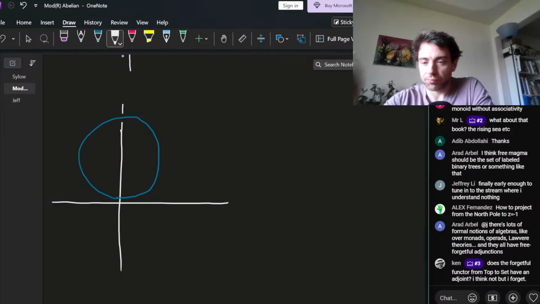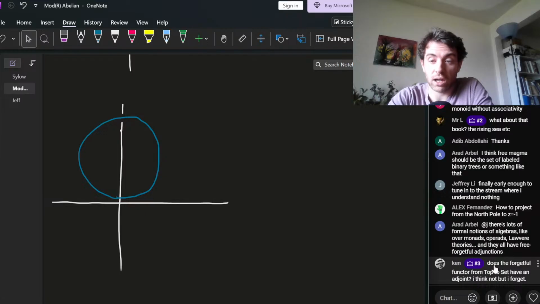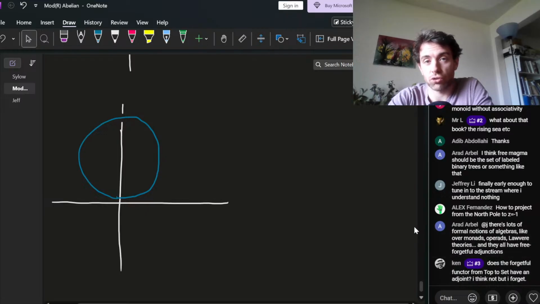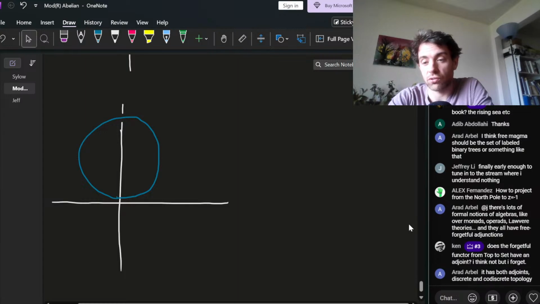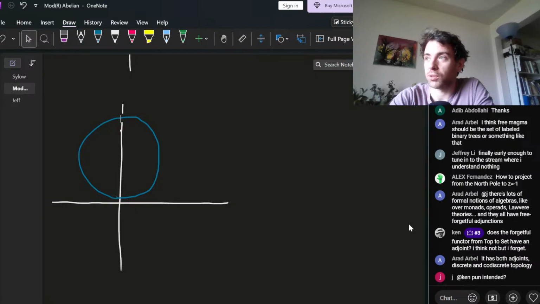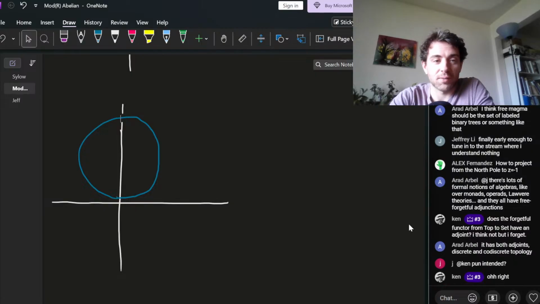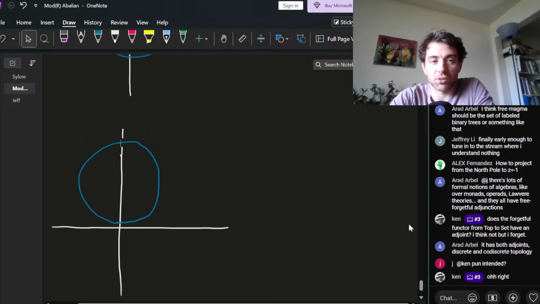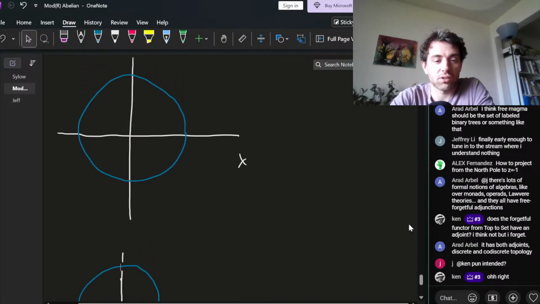So does the forgetful functor from top to set have an adjoint? Yes. In fact, there are 2. It has both a left and right adjoint. One is the discrete topology, the other is the indiscrete topology. This is one of my favorite, as Arad said. Oh, co-discrete. I've never heard it called co-discrete, but that makes sense. This is one of my favorite examples of discrete things.